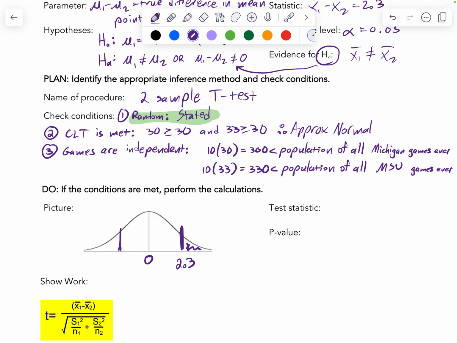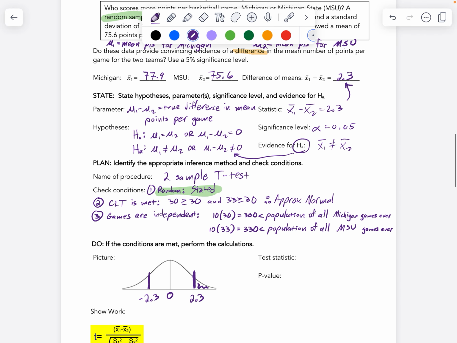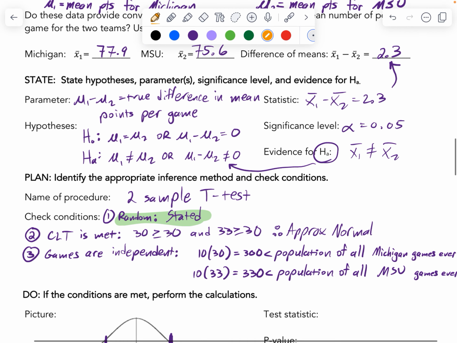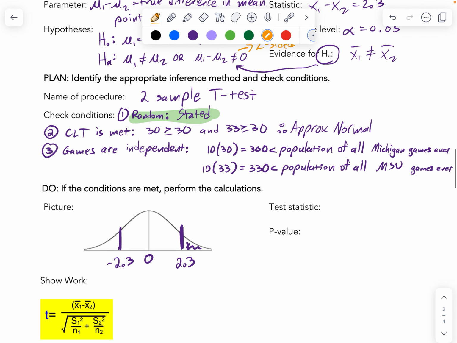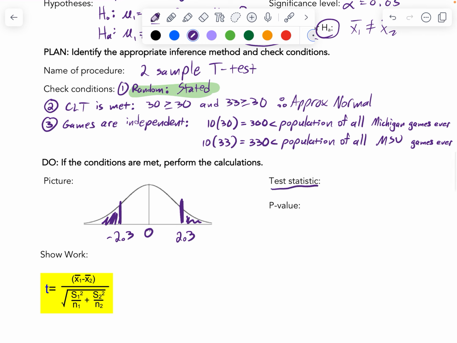I'm also going to shade over here at negative 2.3, because remember, this is a two-sided test when I do a difference test. So I have both tails to consider. All right, to get my test statistic, here is the formula that I do to get my test statistic.